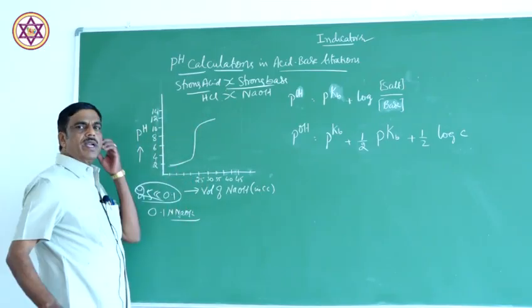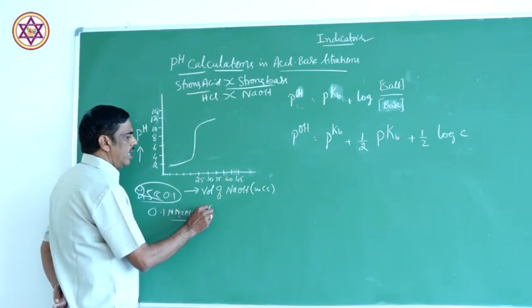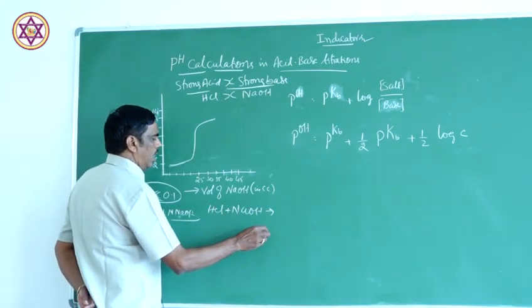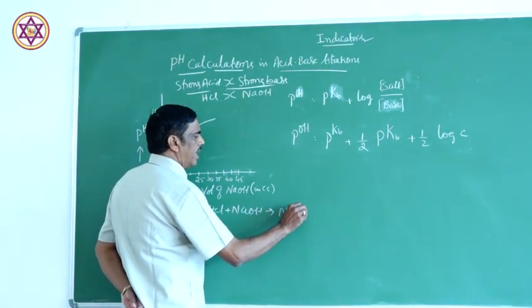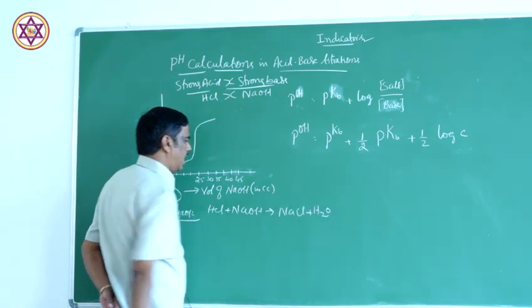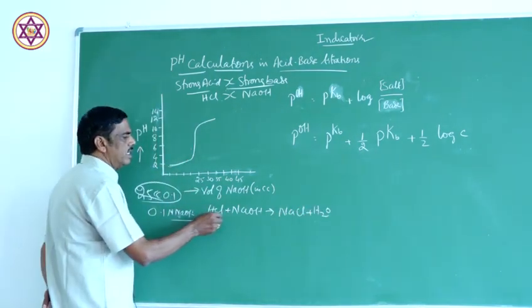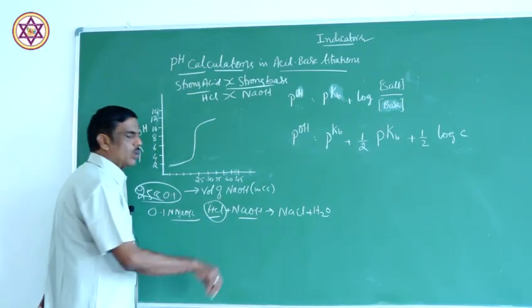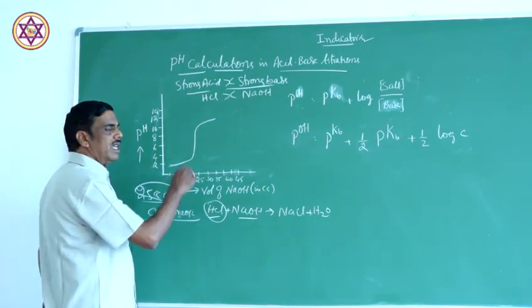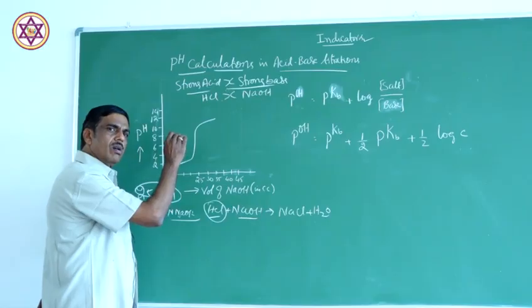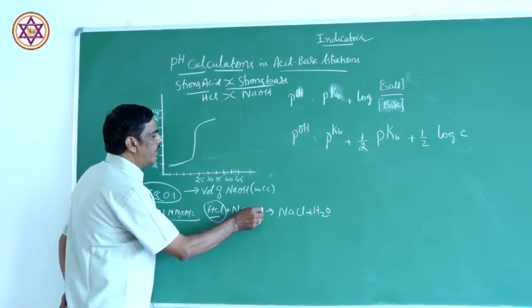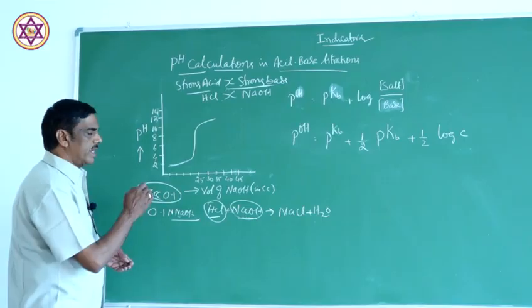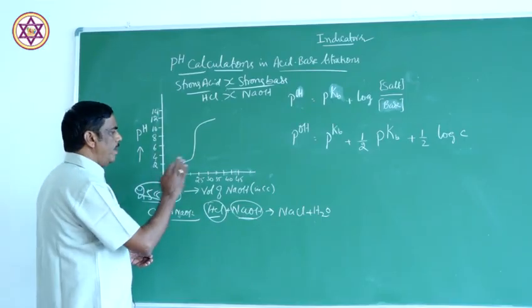Actually, at the end point, when there is complete neutralization, HCl reacts with NaOH to form NaCl and H2O. Here, this is a strong acid and strong base. So before neutralization, even if there is 1 drop of HCl, definitely pH is very low. And after neutralization, even 1 drop of NaOH if you add, pH suddenly rises and it will become basic.